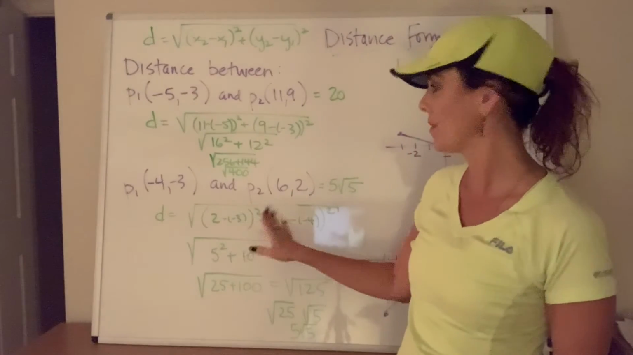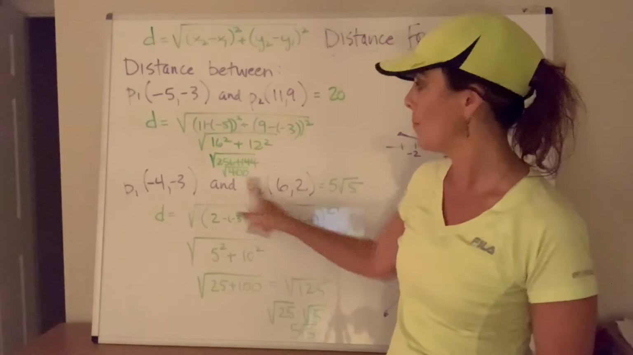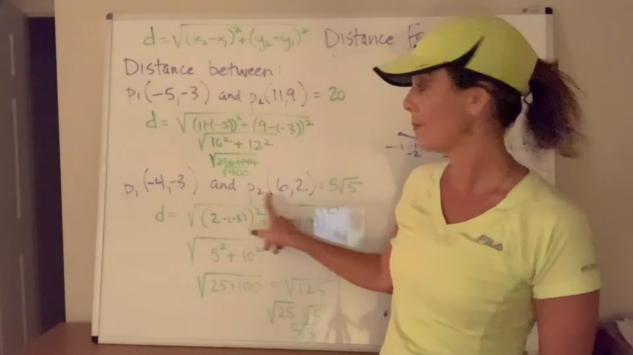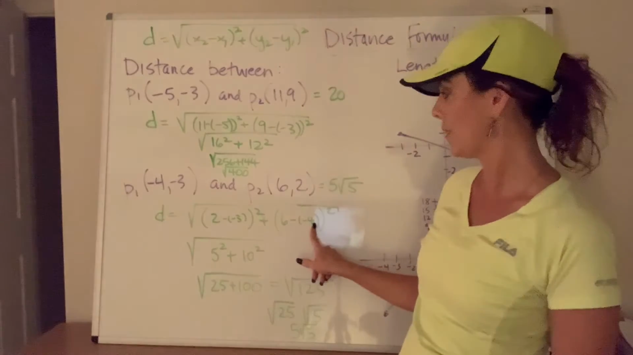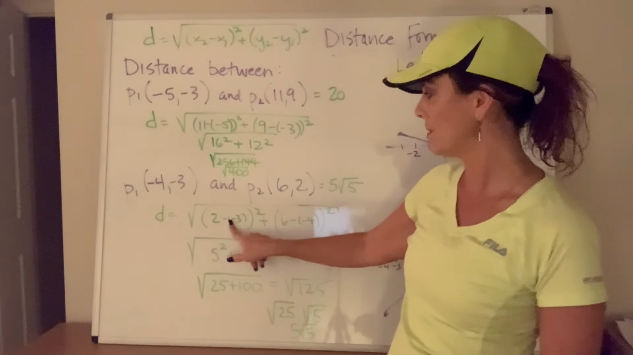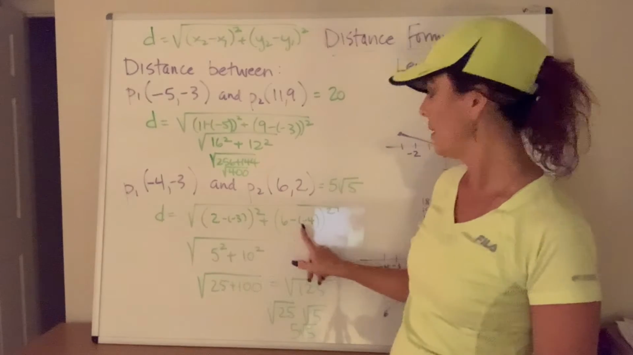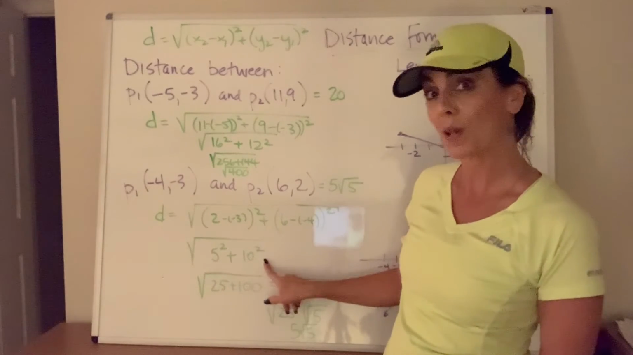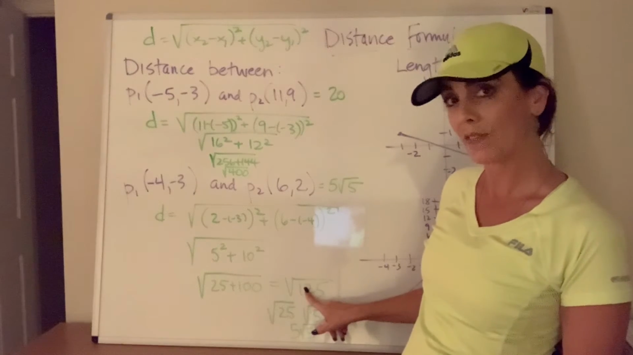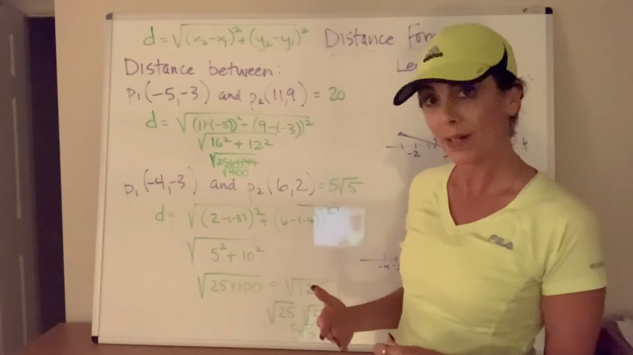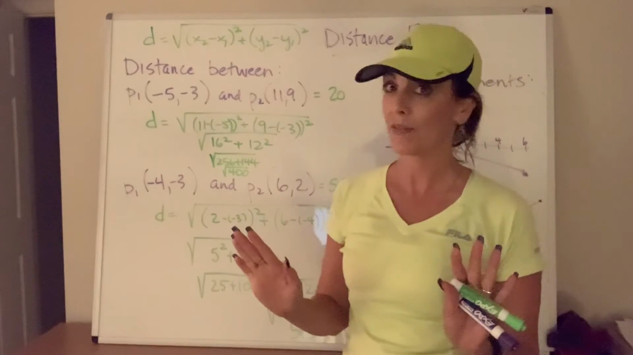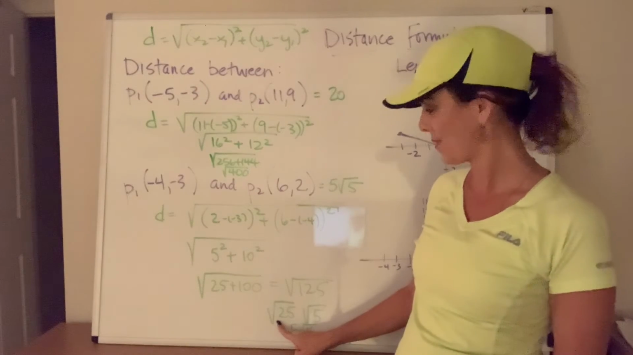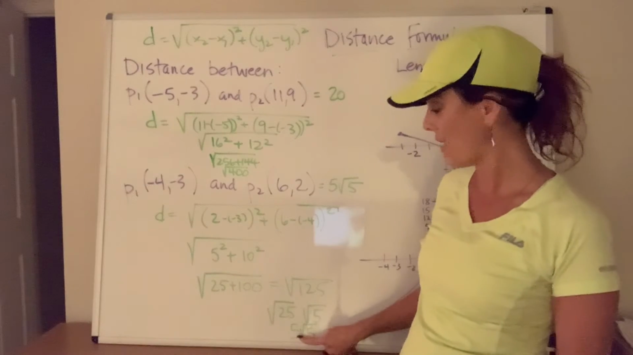Okay, so let's sub in our x's. 2 minus negative 3. Now sub in our y's. 6 minus negative 4. So this becomes a 2 plus 3, which is 5 squared. This becomes a 6 plus 4, which is 10 squared. So 25 plus 100 gives us the square root of 125. And remember, we're going to want to break that down into perfect square factor and non-perfect square factor. So we'd have the square root of 25 times the square root of 5. And we know that the square root of 25 is 5. So our answer is going to be 5 times the square root of 5.